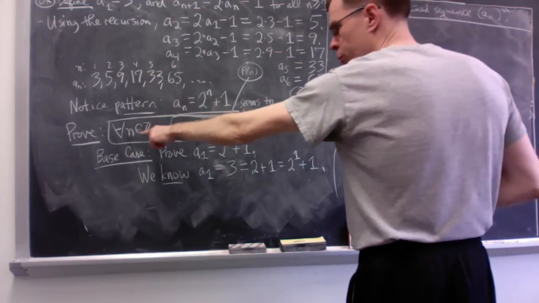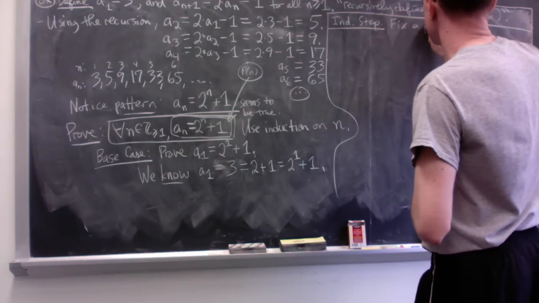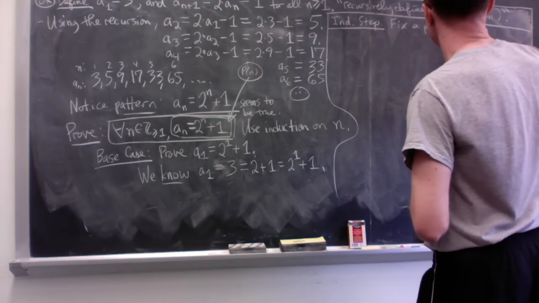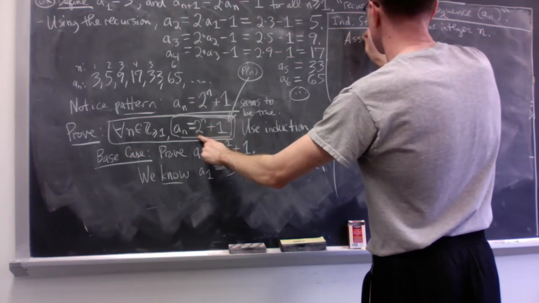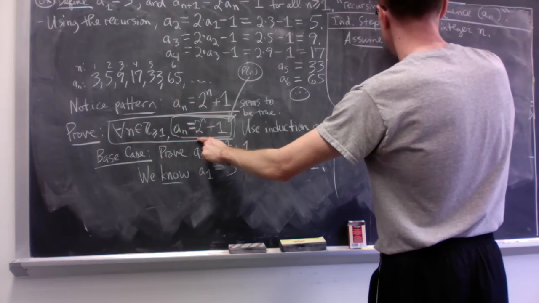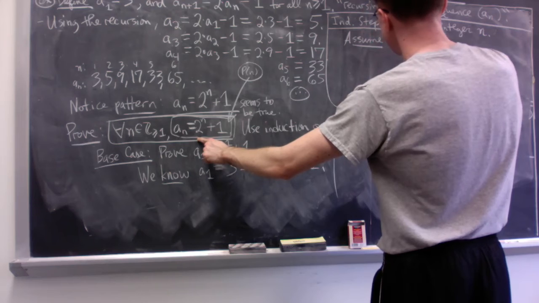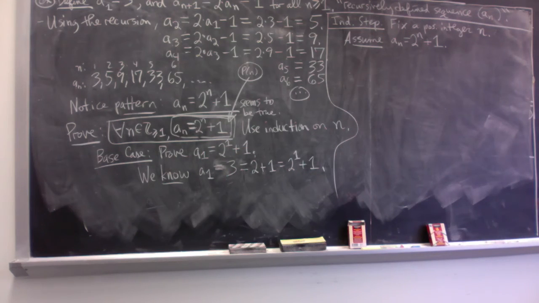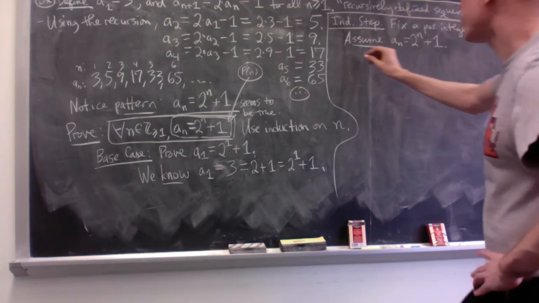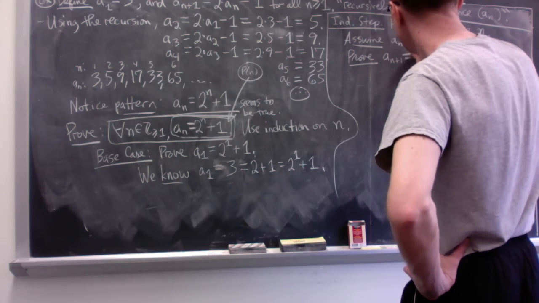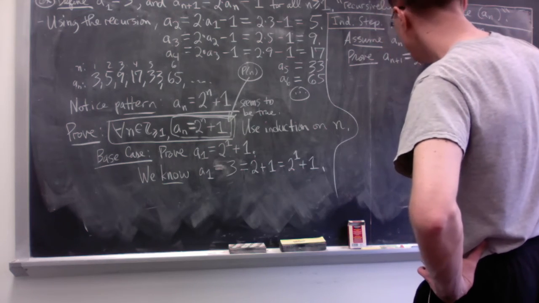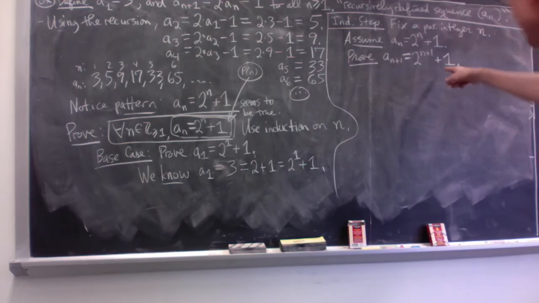Okay, so we follow the rules. We fix an arbitrary n. Fix a positive integer n. We assume P of n. Noting carefully, this formula is the goal. So we get to assume an instance of it, a fixed particular instance, and then we have to prove the next instance. We have to prove that a n plus 1 is 2 to the n plus 1 plus 1. 1 outside the exponent, by the way. All right, so that's what we have to do.